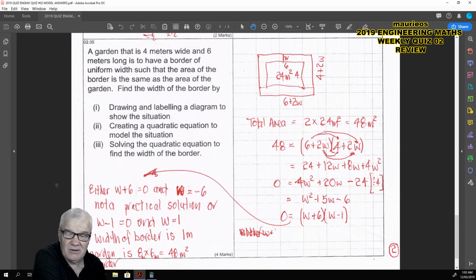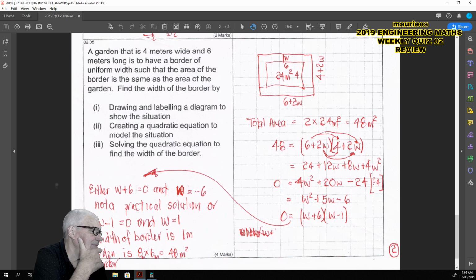So the total area is going to be 2 times 24 meters squared, or 48 meters squared. So total area is going to be equal to 48, and that's going to equal 6 plus 2w, the length, times 4 plus 2w, the width. Now, expand, get rid of the brackets. So we get 6 fours are 24, 6 times 2w is 12w, 2w times 4 is 8w, and 2w times 2w is 4w squared. And 48 equals that.